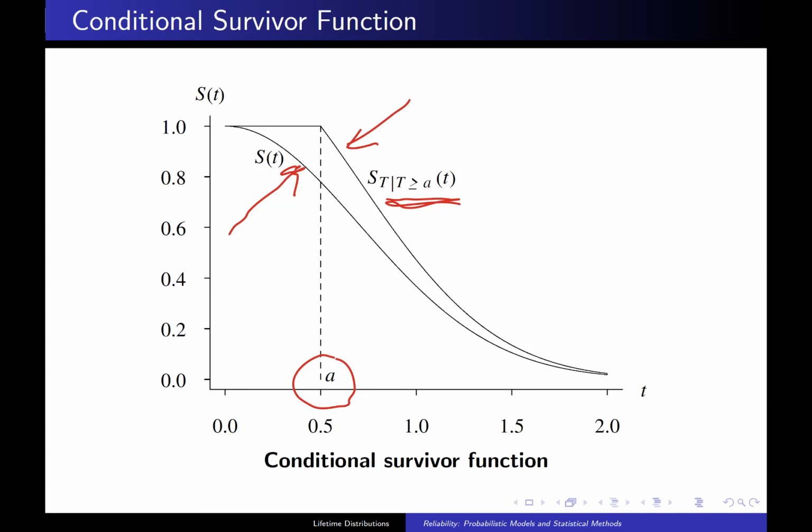Now I want you to note that these have slightly different shapes. Notice this one goes into things quite gently, whereas this survivor function begins much more steeply. And that's because the used item is not as good as a new item. Sometimes they get better, sometimes they get worse, but in this particular case, a used item is not as good as a new item.